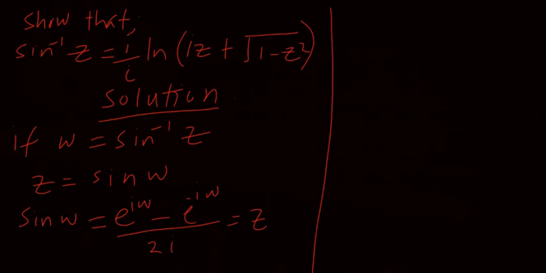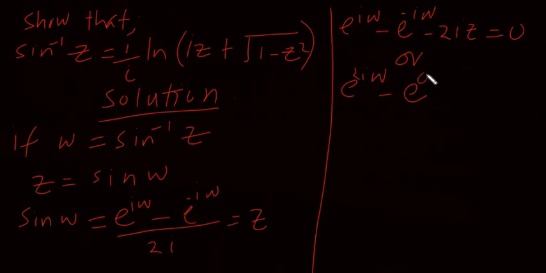Now we want to multiply both sides by 2i, meaning I will have exponential iw minus exponential negative iw minus 2iz is equal to 0. This one we can just simplify by multiplying both sides by exponential iw. Exponential iw times exponential iw, you get exponential iw squared, which is the same as exponential 2iw. Minus, remember, negative iw plus iw gives 0, so exponential raised to 0. Then minus 2iz exponential iw is equal to 0. Are we together up to that point?